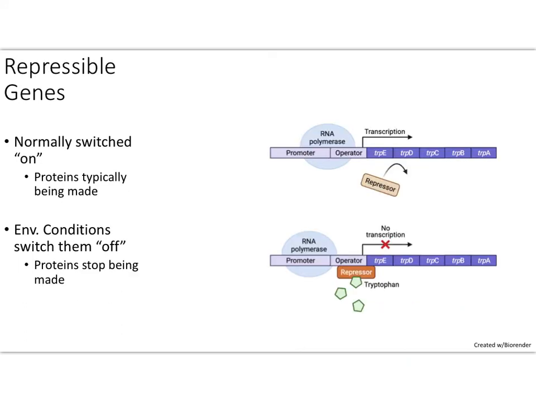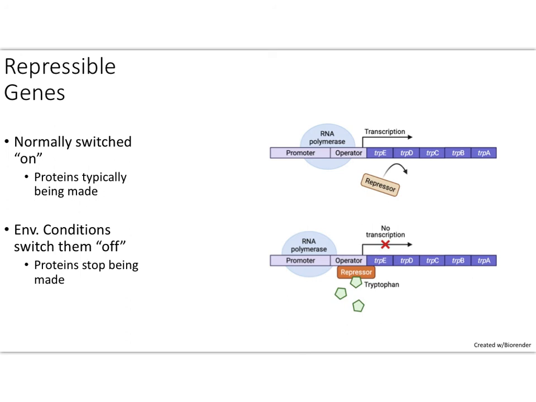Now, the other type of operon is called a repressible operon. These are repressible genes. And these are genes that are normally switched on because their products, or the proteins that are created from these genes, are needed regularly by the bacteria. So they are switched on most of the time because they create a protein that the bacteria needs in almost all environments all the time. They only turn off when some kind of environmental condition tells them, hey, stop making these types of proteins because we don't need them anymore.